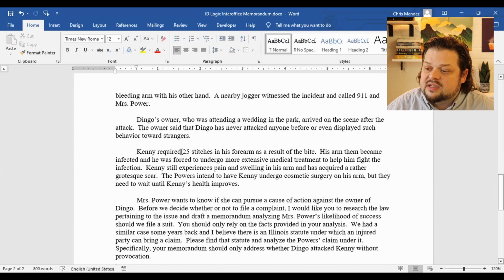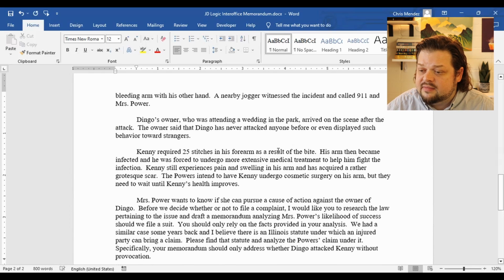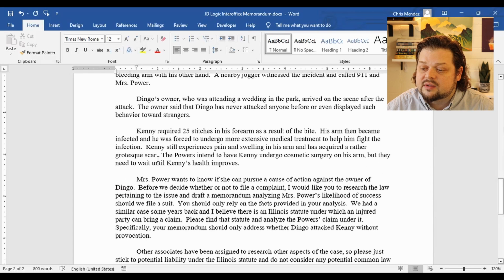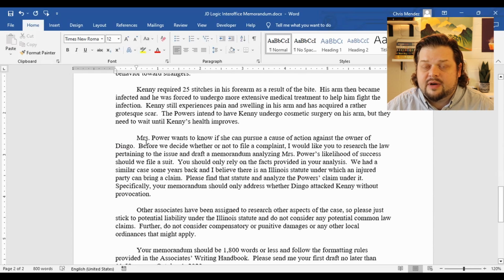Kenny required 25 stitches in his forearm as a result of the bite. His arm became infected and he was forced to undergo more extensive medical treatment to help him fight the infection. Kenny still experiences pain and swelling in his arm and has acquired a rather grotesque scar. The Powers intend to have Kenny undergo cosmetic surgery on his arm, but they need to wait until Kenny's health improves. Okay, so I think that's about it for the facts.